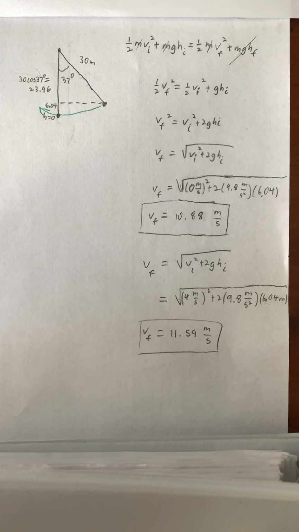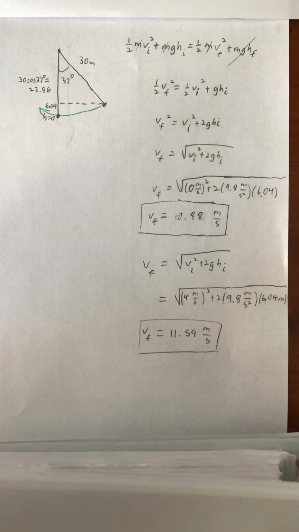Now for part B, it tells us that the initial velocity is 4 meters per second. So we can still use that same equation we got for the final velocity, but this time we plug in 4 meters per second for the initial velocity squared, and the height is still the same, 6.04 meters. And this gives us 11.59 meters per second. So that's the answer for part B.